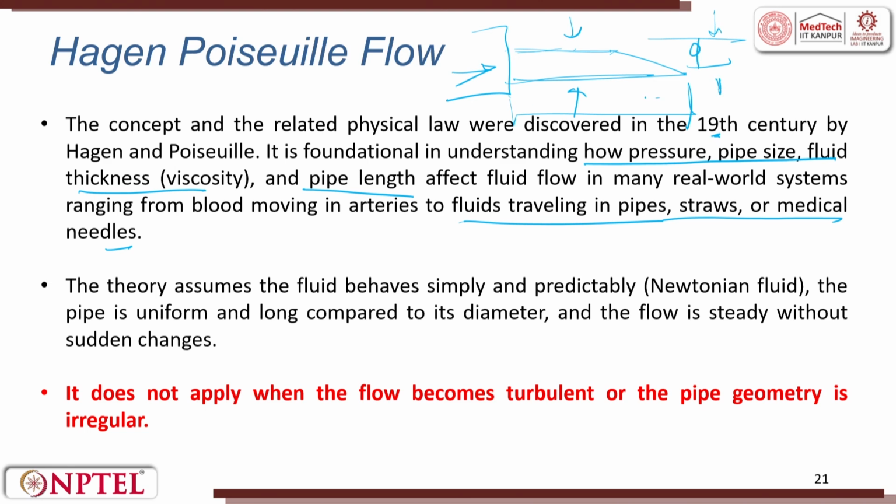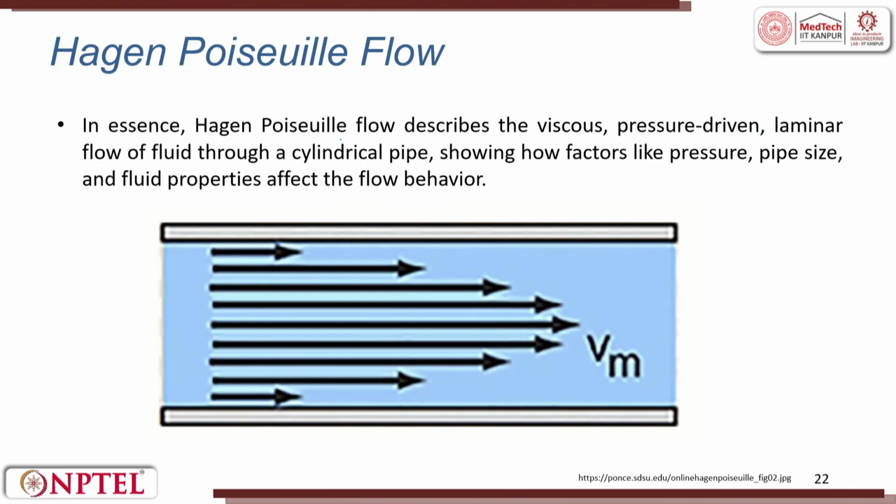and length affect the fluid flow in many real world systems, ranging from blood moving through an artery to other things. It does not apply when the flow becomes turbulent or the pipe geometry is irregular. Then this Hagen-Poiseuille flow does not come into existence. So, in essence, Hagen-Poiseuille flow describes the viscous, pressure-driven laminar flow of a fluid through a cylindrical pipe, showing how factors like pressure, pipe size and fluid properties affect the fluid flow behavior.